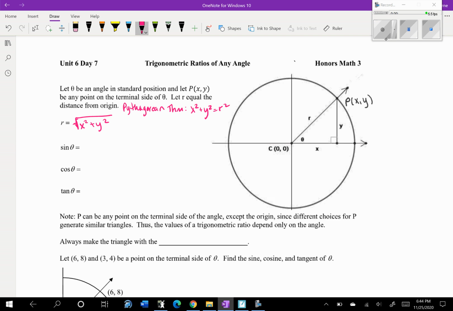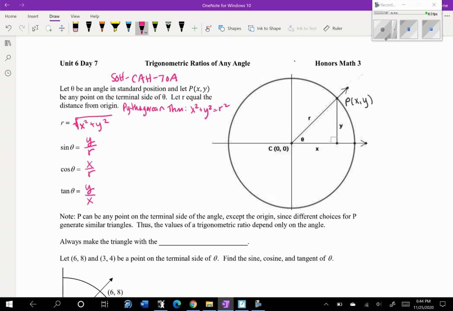So the sine of theta in this case, we know, of course, SOH CAH TOA. The sine is opposite over hypotenuse, so in this case it would be y over r. And the cosine is adjacent over the hypotenuse, so x over r. And tangent is opposite over adjacent.